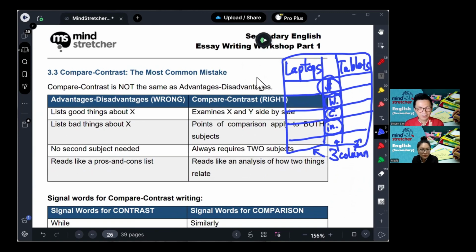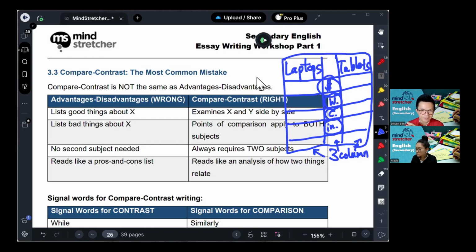So make sure that you don't have, oh, laptops have these advantages. Tablets have these advantages. Laptops have these disadvantages. Tablets have this. Then it's very difficult, because it's repetitive. The ideas are all over the place. You want to say, okay, let's talk about the cost. Let's talk about their weight. Let's talk about the suitability for typing or doing research. You understand?